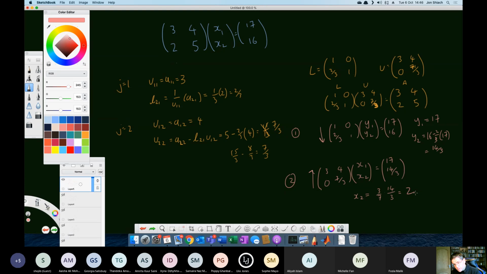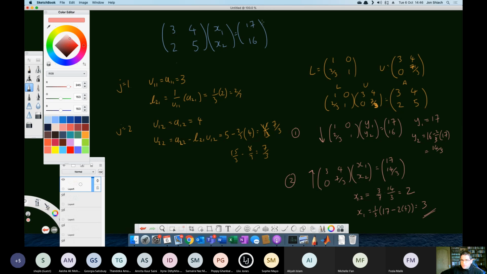Okay, I don't know why I've underlined that, a bit premature. And x1, okay, so the coefficient of x1 is 3, so I'm going to be dividing by 3. I'm going to have 17 minus 4 times whatever x2 is. So that's going to be 8. So 17 minus 8 is 9, divided by 3 is 3, and we get our solution.